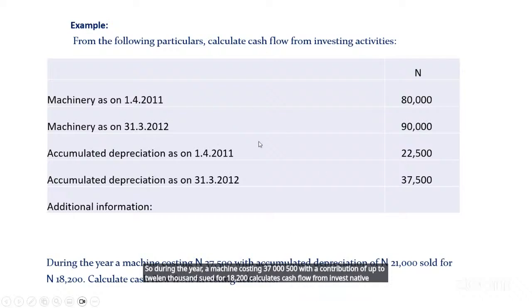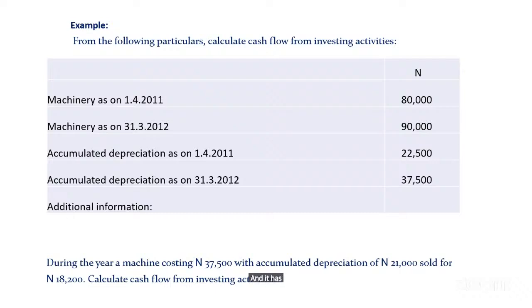So this is what happened. We have the opening balance of the machine here. We have the depreciation for that machine at that date. We have the closing balance of the machine here. We have the value reduced by depreciation for that day is this. And during the same year, we were told that the machine that cost 37,500, and has depreciation of 21,000, was sold. How much was it sold for? 18,200 naira. That was to calculate cash flow from investing activities.